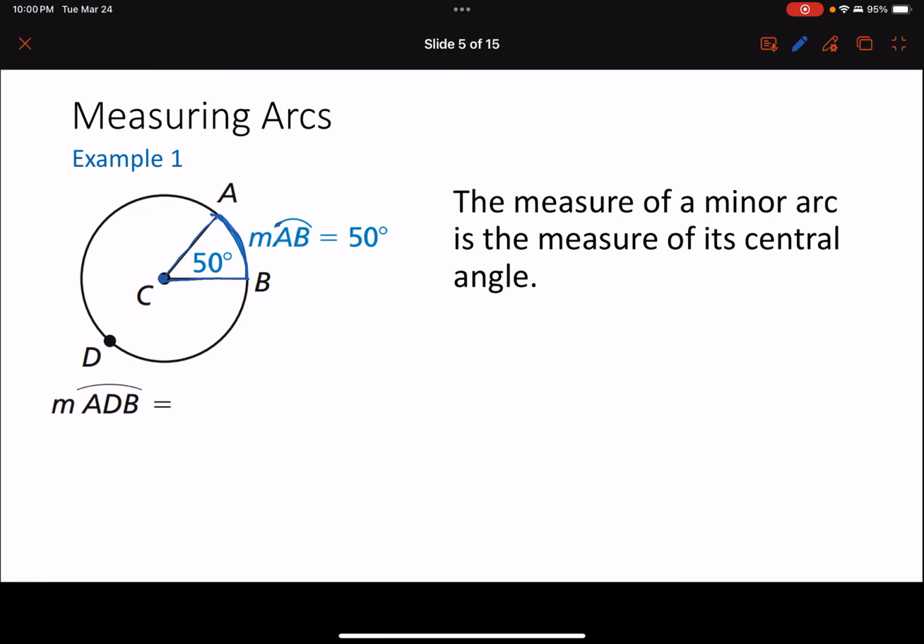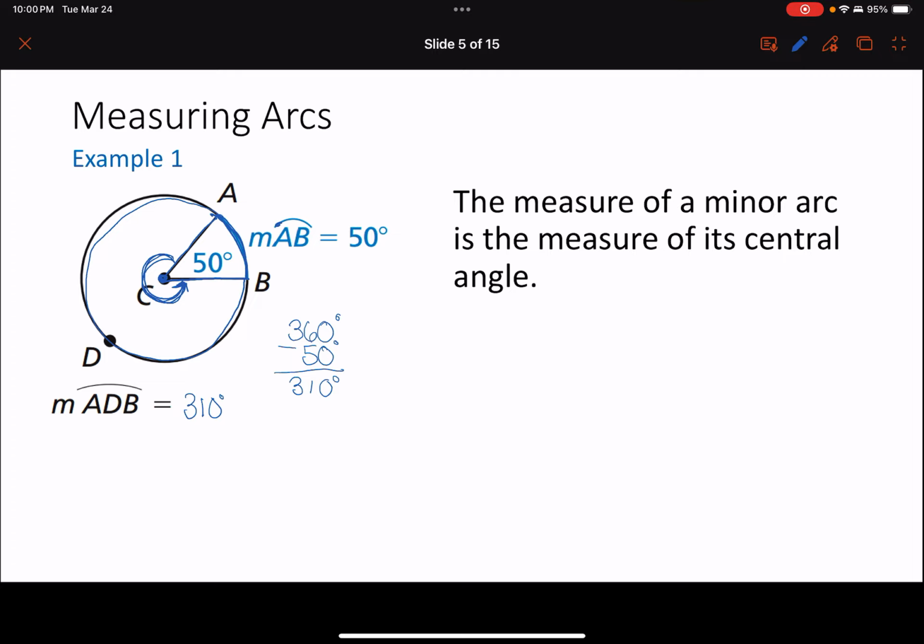Well, if the measure of this minor arc is 50 degrees, how would we find the measure of the major arc between A and D and B? Well, its central angle is more than 180 degrees. Remember that a whole circle is 360, so if we take 360 minus the 50 degrees, we will end up with the major arc's central angle, which is 310 degrees. And that means the measure of that major arc is 310 degrees.